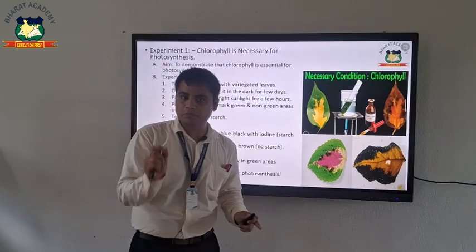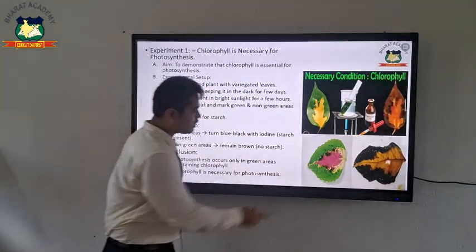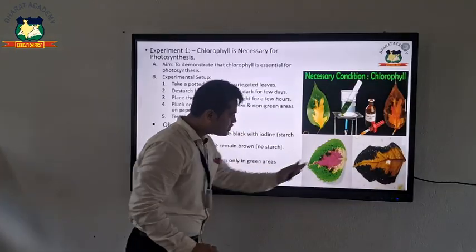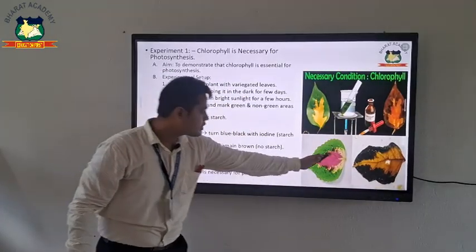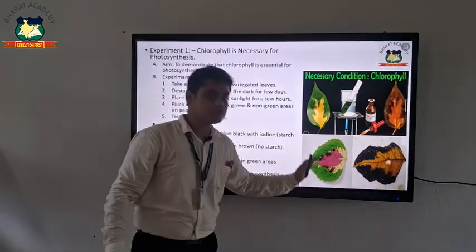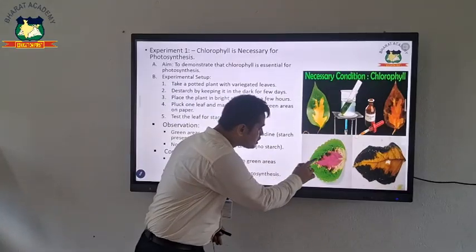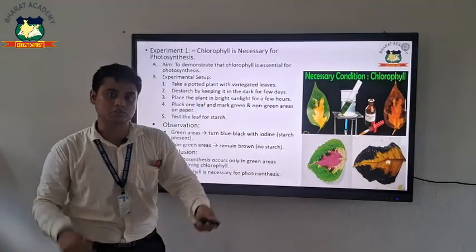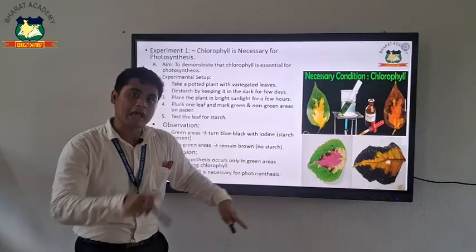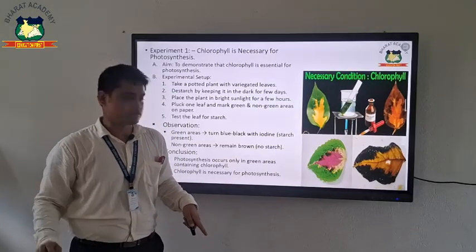So suppose you can see there is a leaf over here, and this portion is green in color and this portion is reddish in color. That means reddish in color means they lack the chlorophyll, while greenish in color means they have the chlorophyll. So we have to prove that the green portion is the only one responsible for photosynthesis. Why? Because the green portion has chlorophyll, and that's why only that portion can perform the photosynthesis.